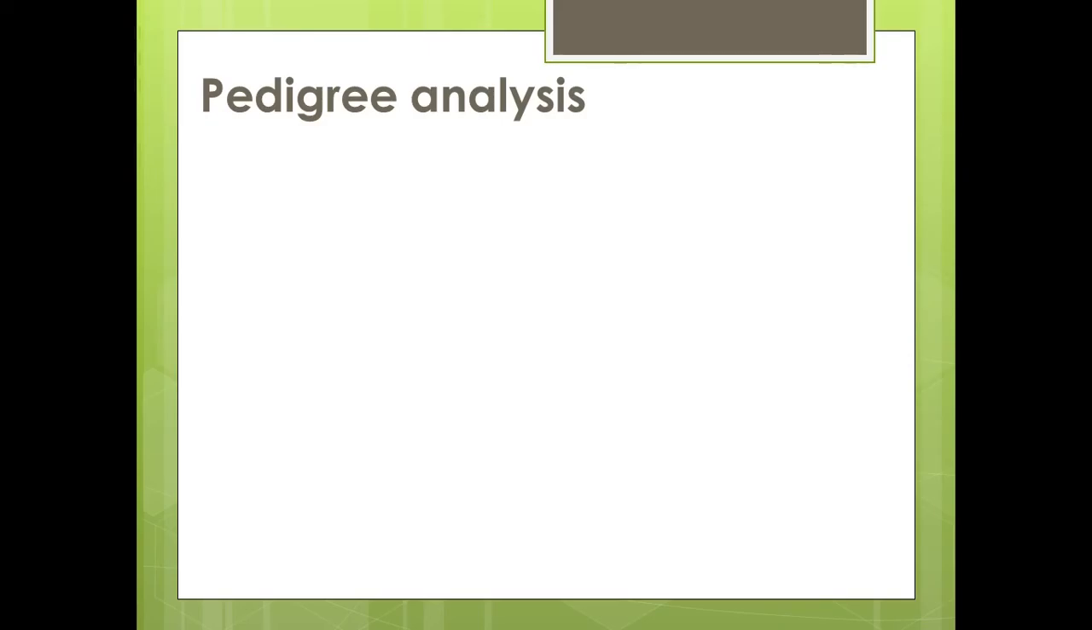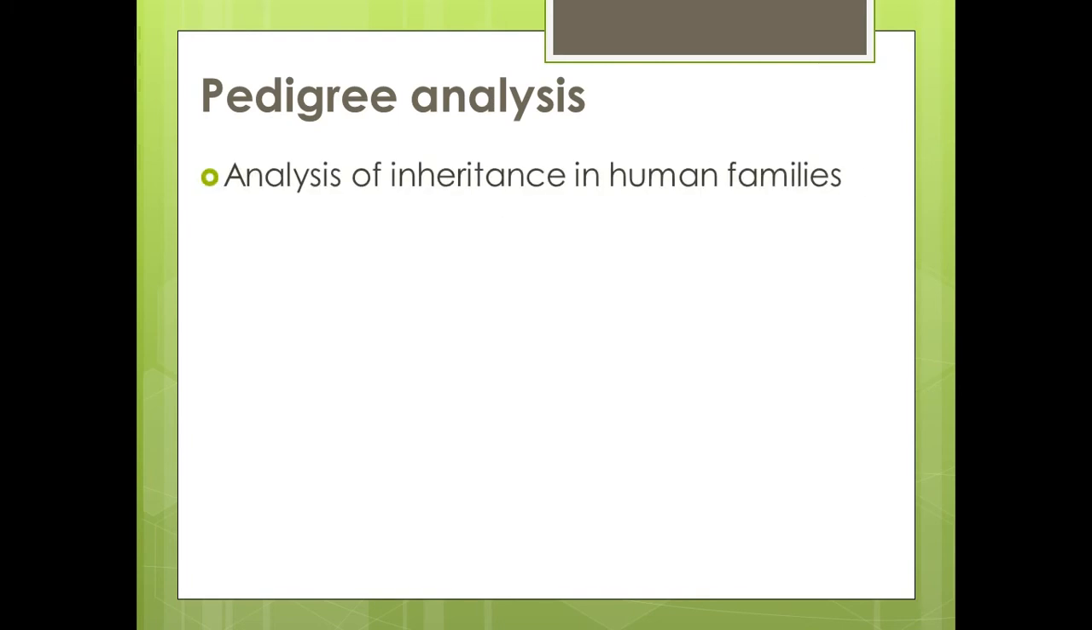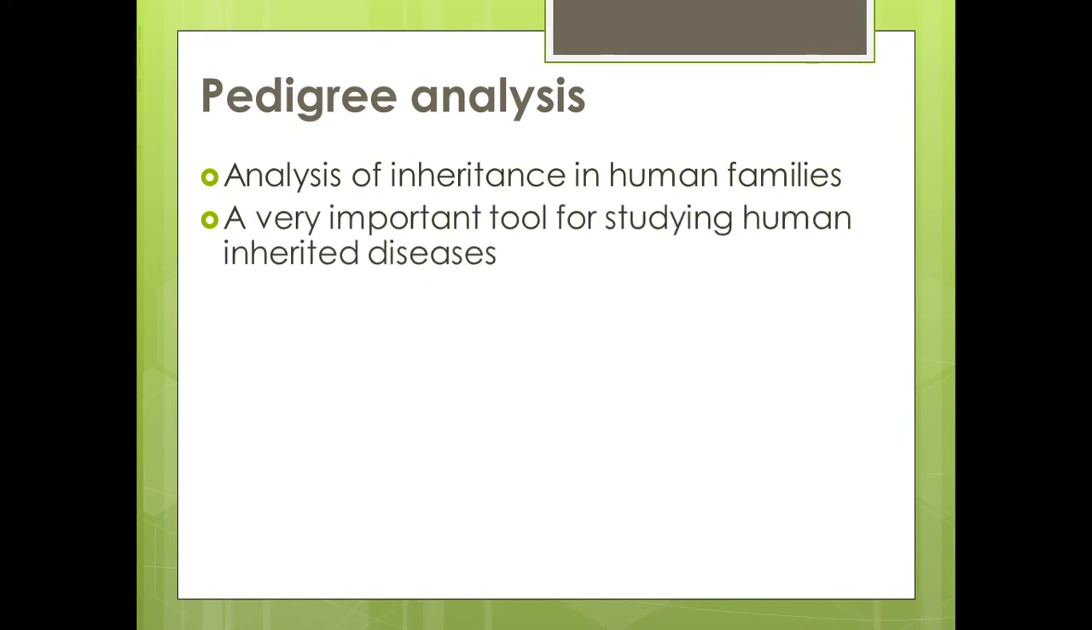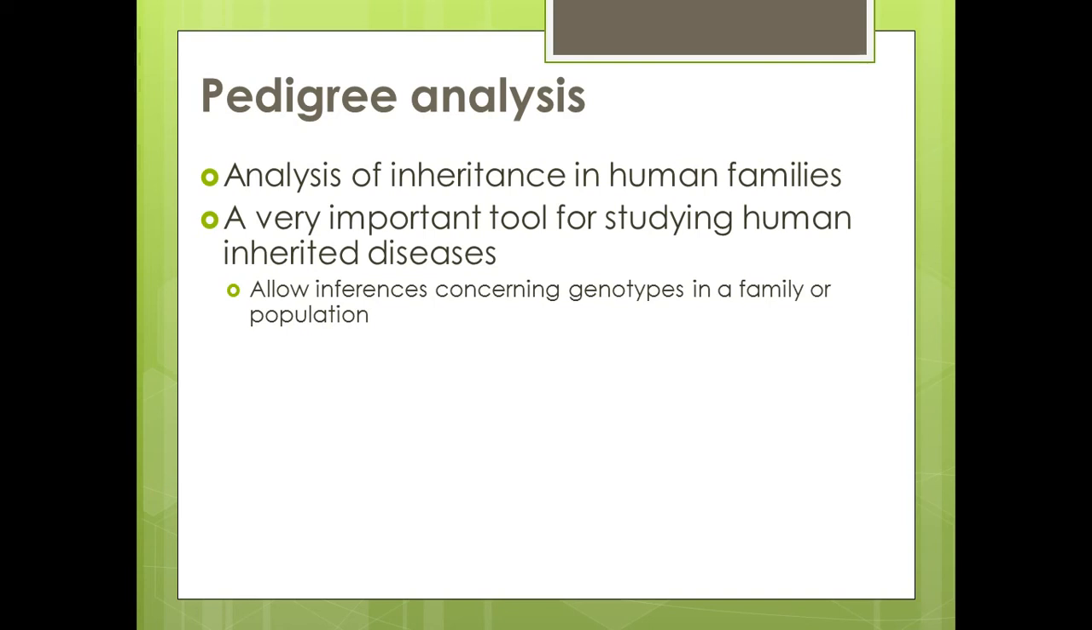Pedigree analysis, to analyze a pedigree. This means to analyze the inheritance in human families. So it's kind of like a family tree. You take a family tree, you look at the traits that each individual has in that family, and their phenotypes, and from that, you can study human inherited diseases. This allows individuals to infer things concerning the genotypes in their family, or you can look at an entire population and the genotypes that might be in that population.